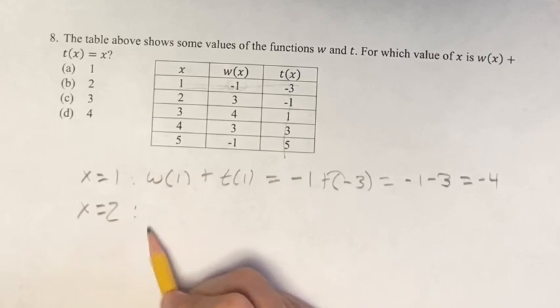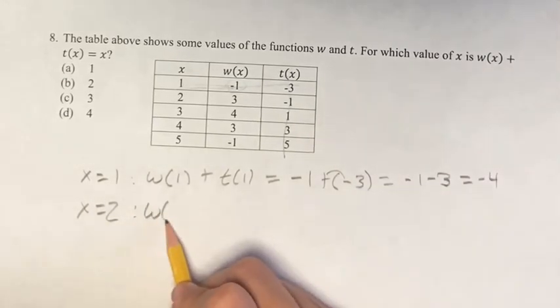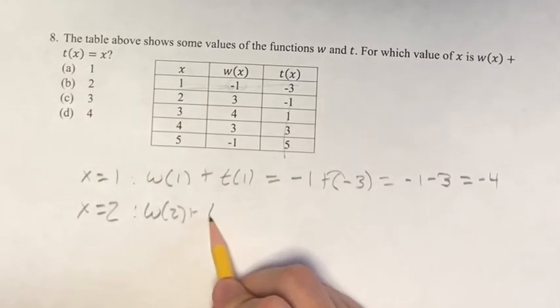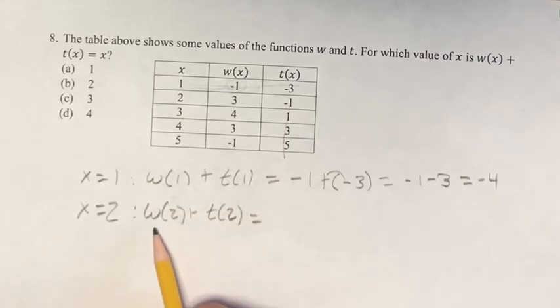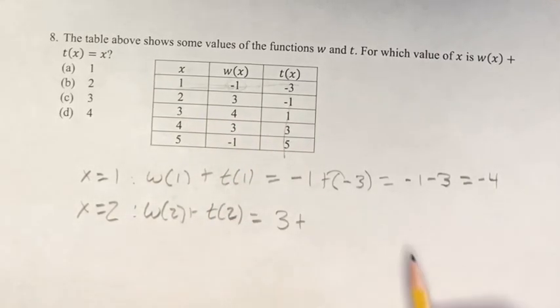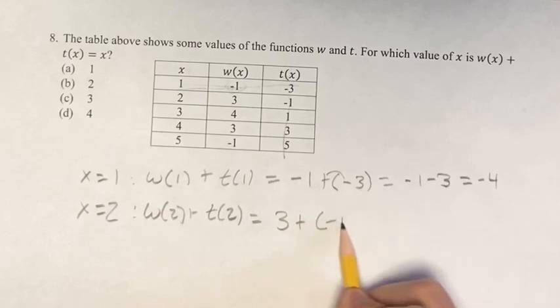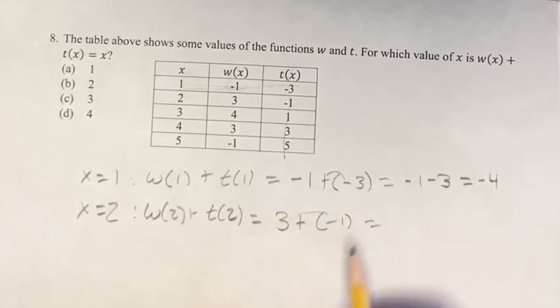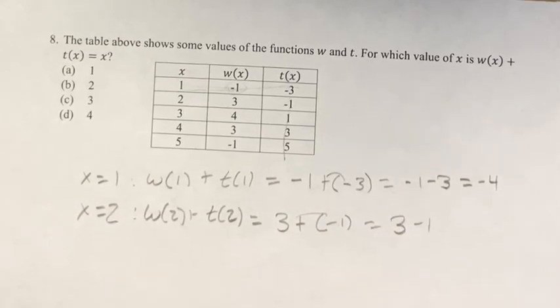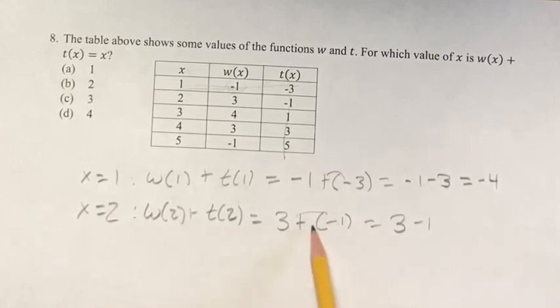x is equal to 2. Again, w of x is going to be w of 2, plus t of x is t of 2. w of 2 is equal to 3, plus -1 is t of 2. And again, this is equal to 3 minus 1. A plus a negative number is minus that positive number. 3 minus 1 is 2.